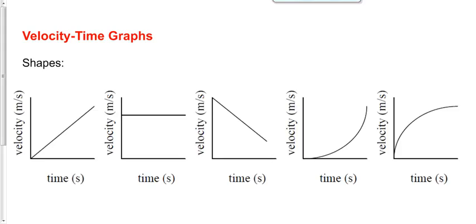Remember that the manipulated variable always goes on the x-axis, so that would be time. Responding goes on the y-axis, so that would be velocity. And remember that just like in position time graph, the title is always going to be the y-axis or responding variable versus the x-axis or the manipulated variable. If you were to see data for these graphs in a table, it would be time in the first column and velocity in the second column.